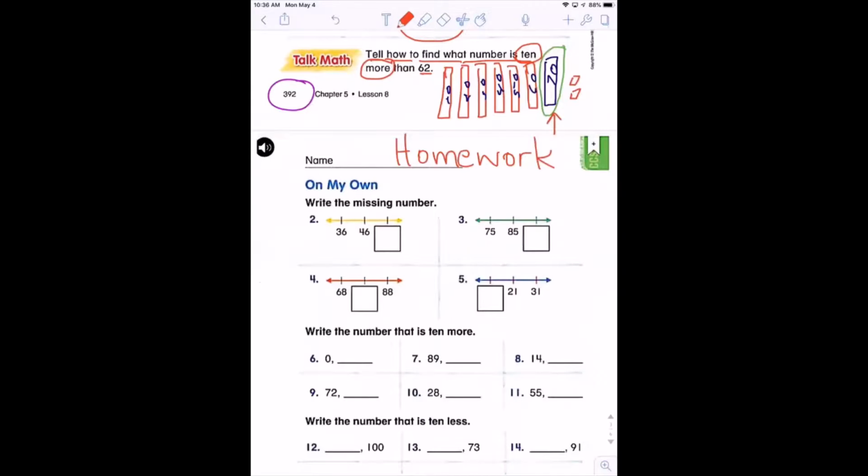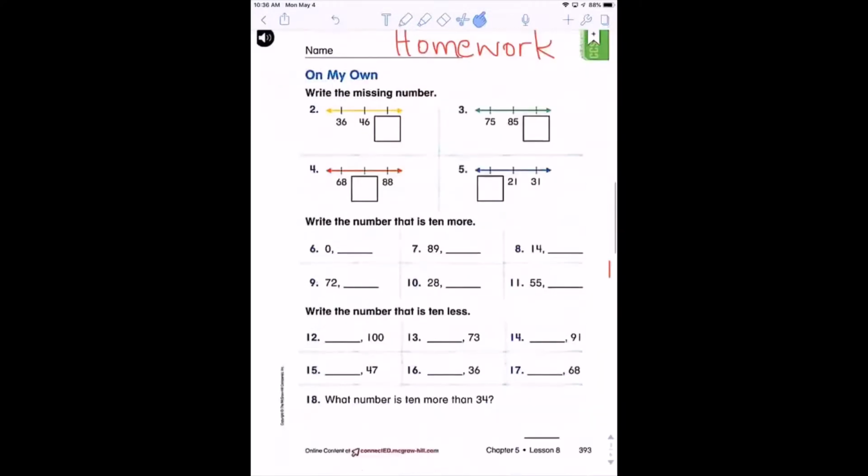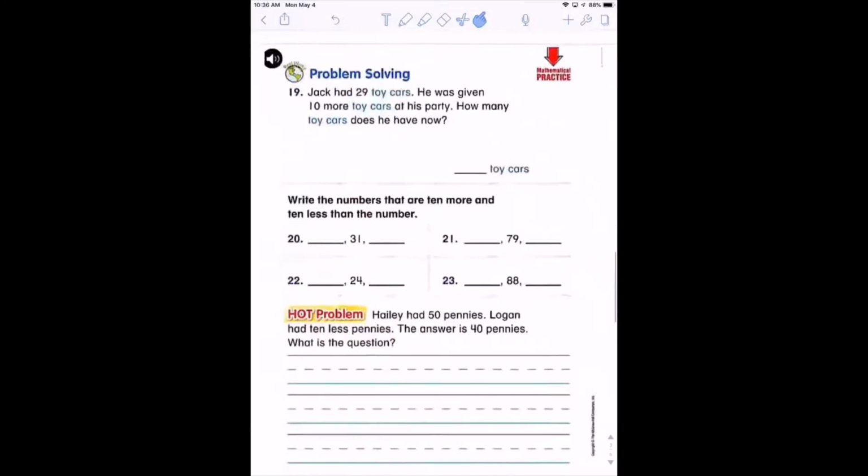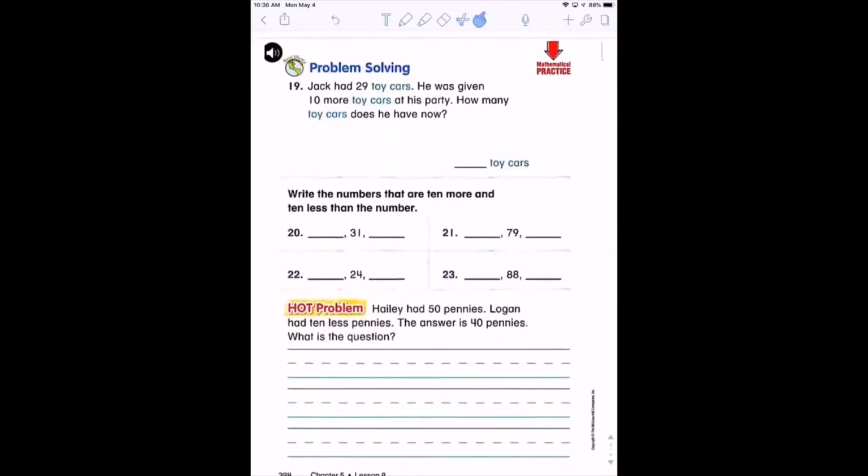Okay, so the next page will be your homework. Okay, on your own, that would be your homework. Now let's go to our word problem.